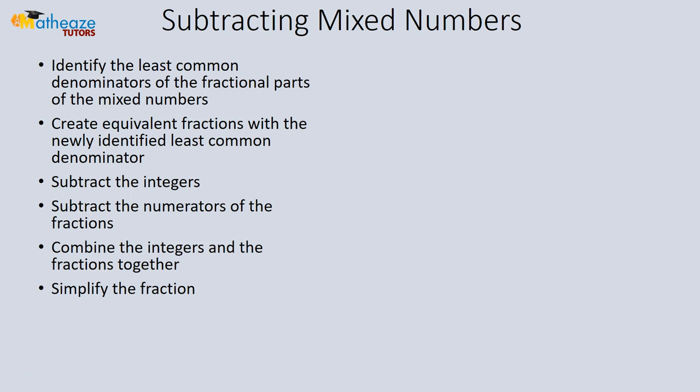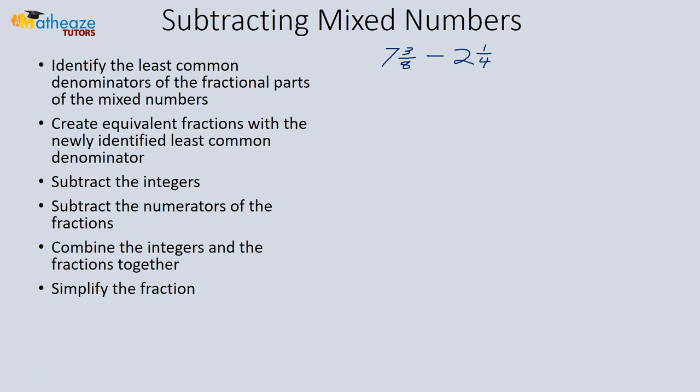Now we're going to look at mixed numbers that do not have like denominators. So we're going to do this here: 7, 3 over 8 minus 2, 1 over 4. So the first step is to identify a least common denominator.